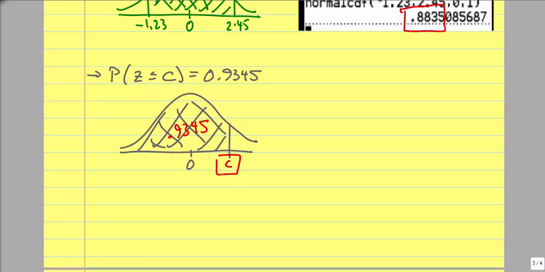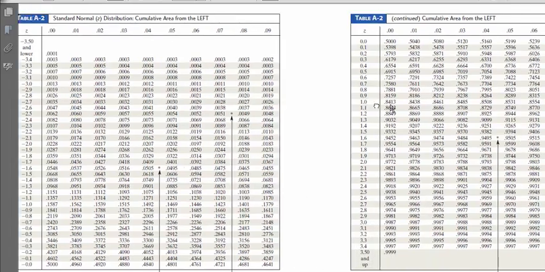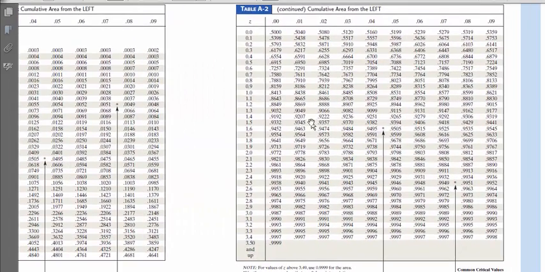So what I need to do is look inside my standard normal tables and find the value of c that makes this true. This would look like phi of c equals 0.9345. So let's go ahead and grab our normal tables. We're going to be somewhere on the right hand side because I have a value that's more than 0.5, and I'm looking for 0.9345. Here it is. 0.9345 is 1.51.